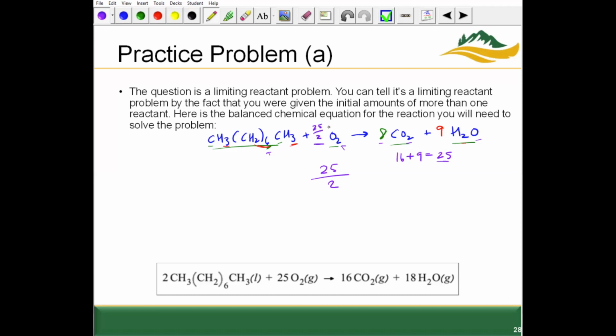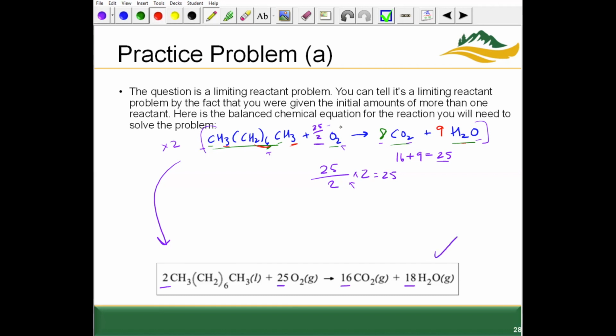It's a fraction. How do we get this number out of a fraction? We can multiply it by 2 to just get 25. That means we need to multiply this equation times 2. So 2 all the way through to all these coefficients. When we do so, we'll get a 2 here. 2 times 25 over 2 is just 25. 2 times 8 is 16. 2 times 9 then is 18. This is our complete balanced equation.